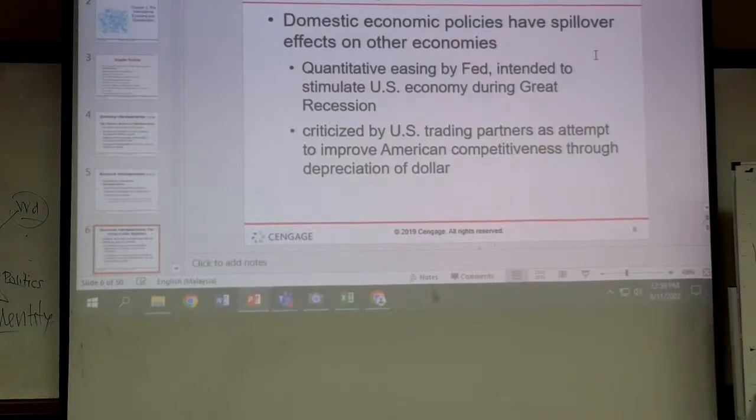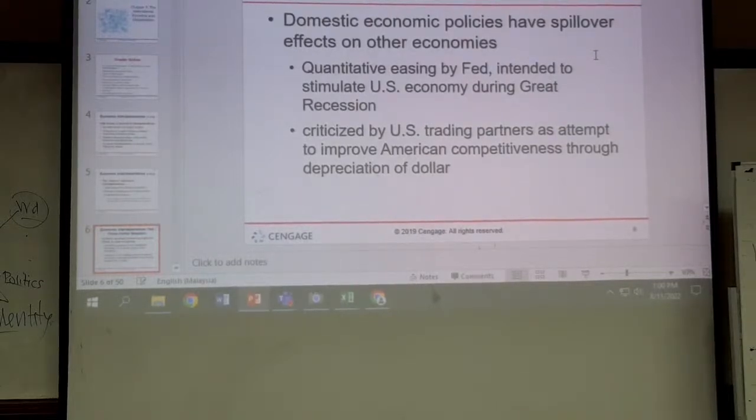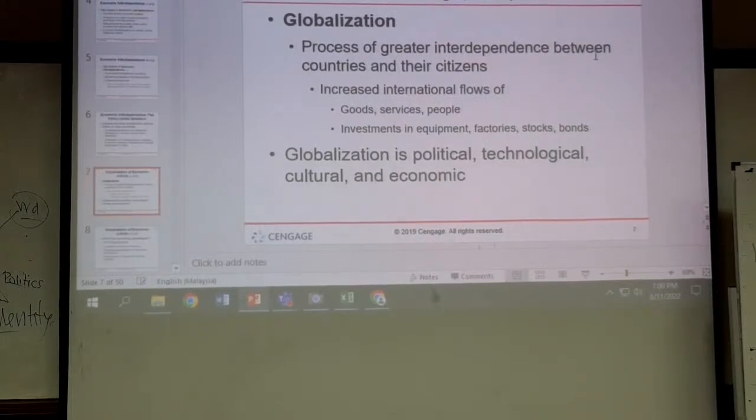During the 2008 economic recession, okay? We're talking about Great Recession of 2008. Remember, 2008. So interest rate went down. Federal Reserve. So easy. So criticized by the trading partners and attempt to improve American economy through depreciation of dollar as well. So process of greater interdependence between countries and flows of goods and services and people, investment, equipment, factory and bonds.